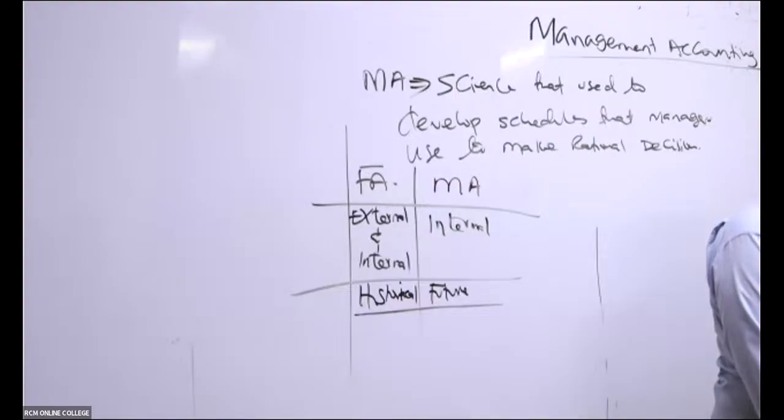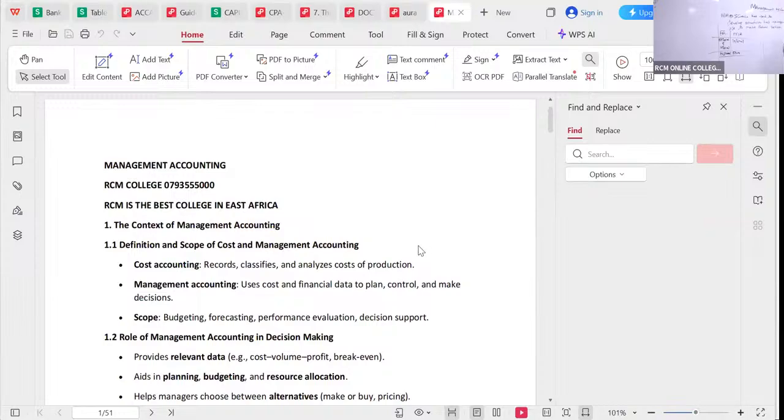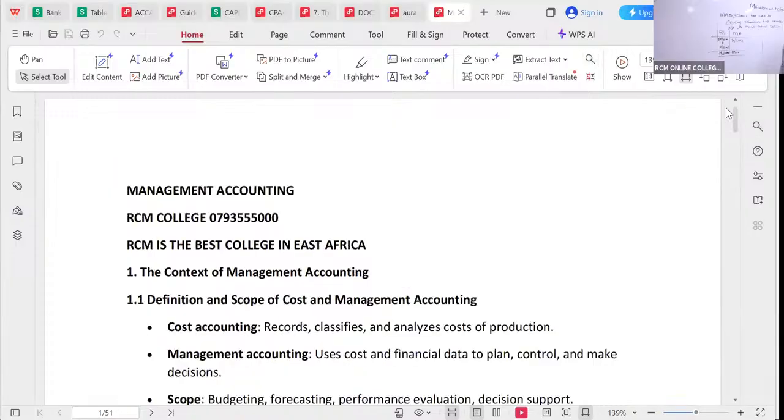So those notes, I would want you to open them. We shall be using those notes if possible. Print them, because in my class, we don't write notes. In my class, we depend on that handout throughout. You will like it.